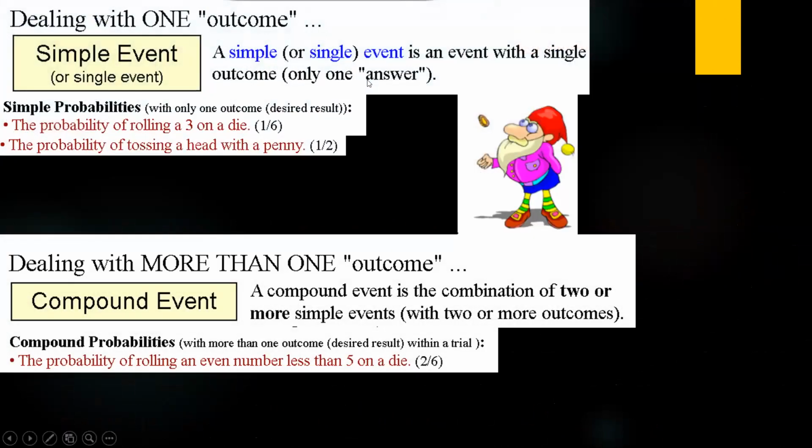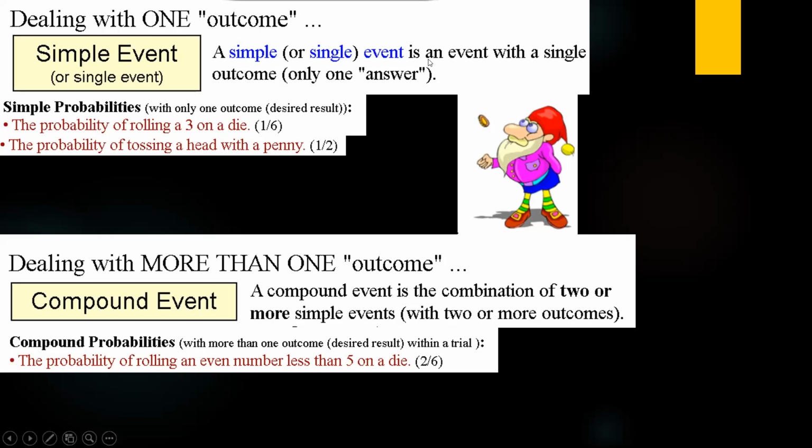Now, in the previous lesson, we dealt with one outcome. As an example, what is the probability of rolling a number 3? What is the probability of tossing a head? If I have only one outcome, I call this event a simple event. So a simple event is an event with a single outcome.